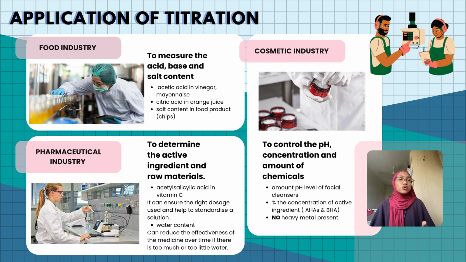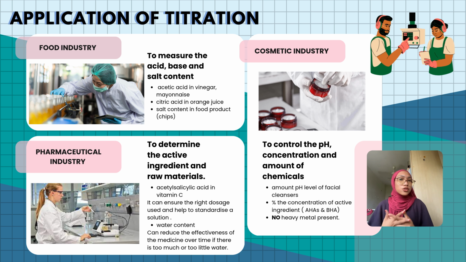Next is the pharmaceutical industry. The pharmaceutical industry uses titration to determine or measure the active ingredients and raw materials. For example, we have acetylsalicylic acid and vitamin C. It can ensure the right dosage is used and help to standardize the solutions. Next is water content, which can reduce the effectiveness of the medicine over time if there is too much or too little water.